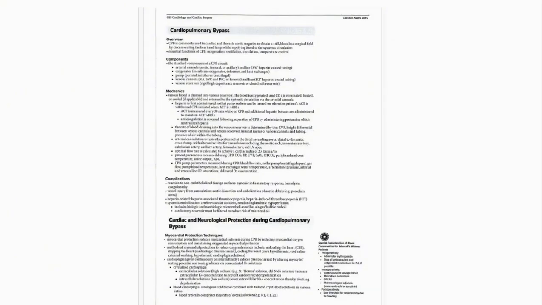Anticoagulation. Since blood contacts artificial surfaces during bypass, anticoagulation is mandatory. Heparin is administered before initiating bypass. The activated clotting time, or ACT, should exceed 400 seconds before cannulation, and CPB is usually started once the ACT exceeds 480 seconds. ACT is measured approximately every 30 minutes, with additional heparin administered when necessary to maintain adequate anticoagulation.